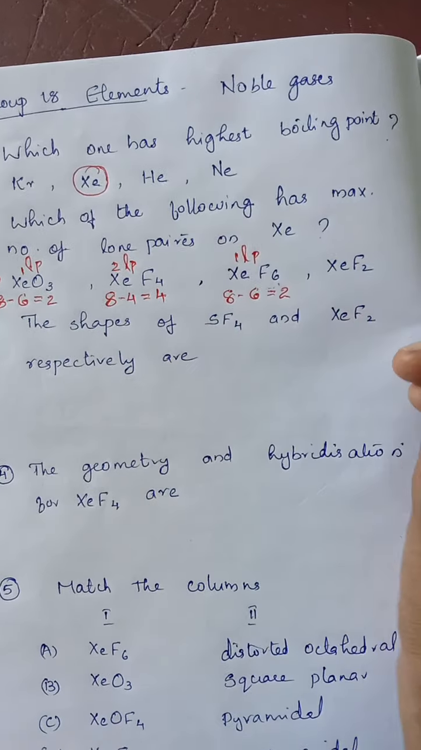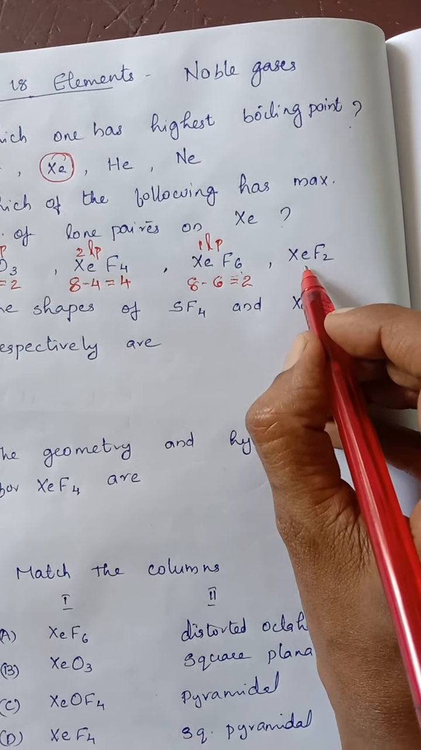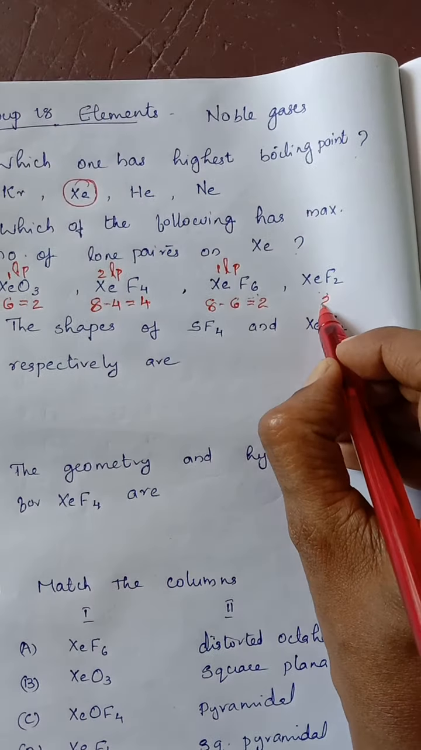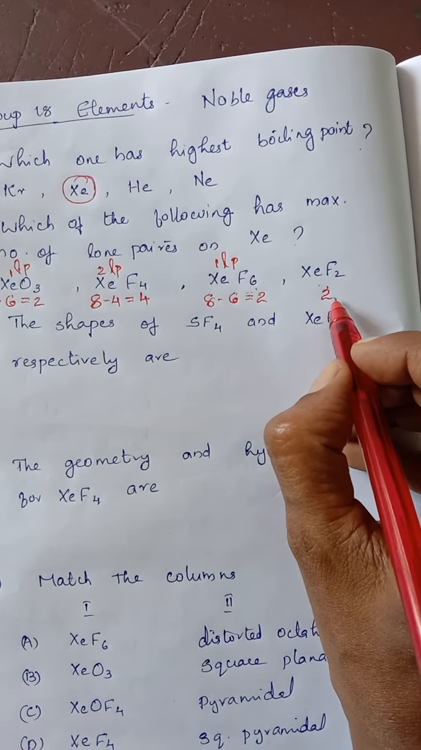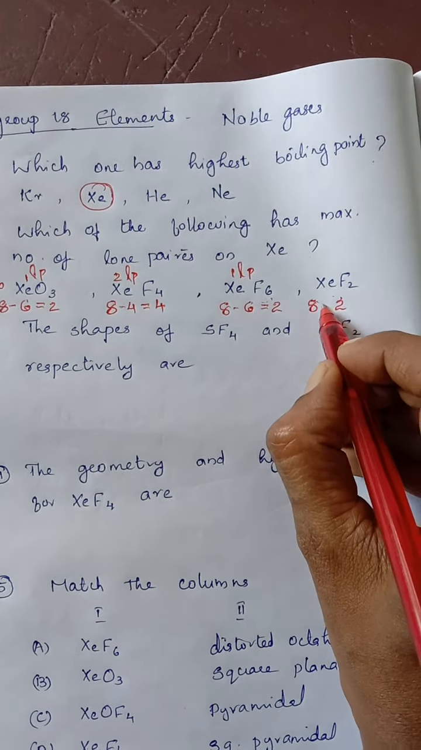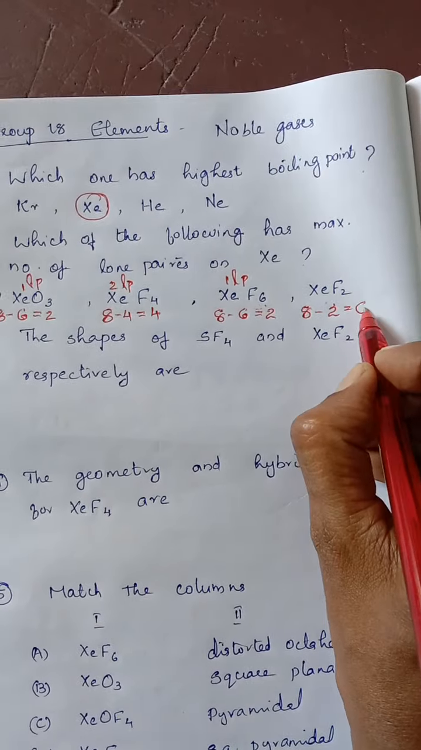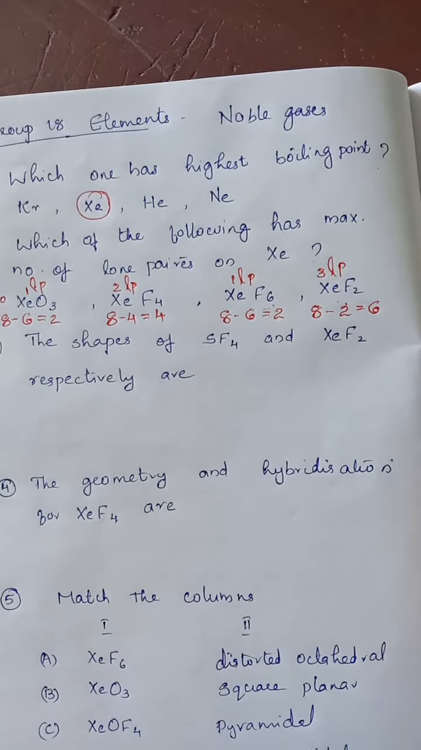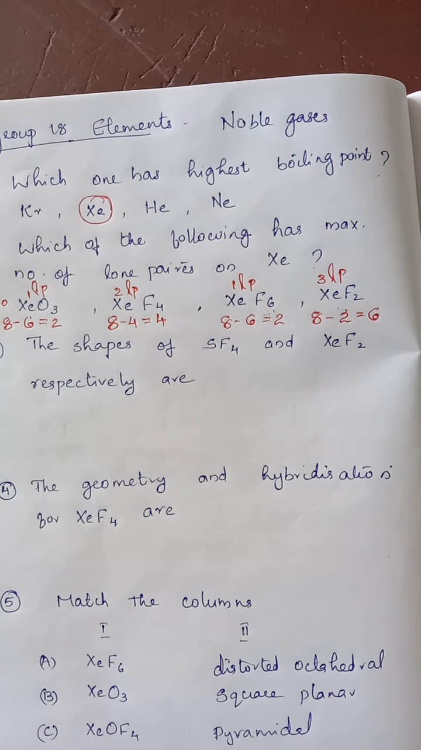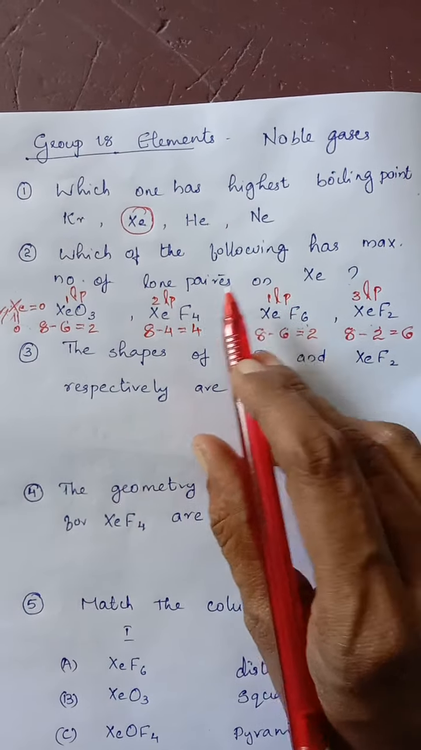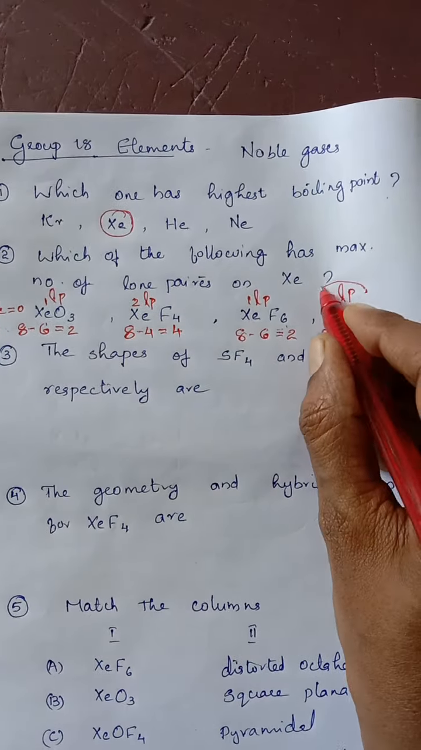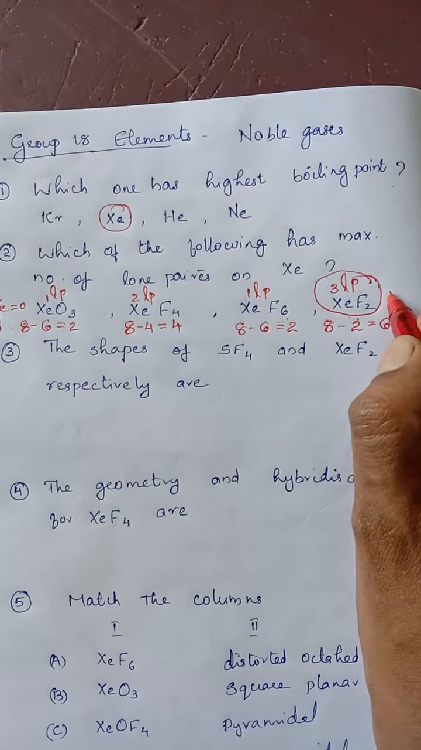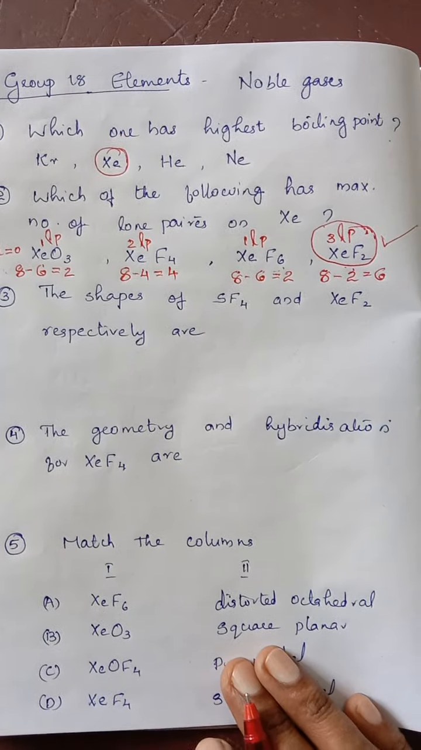lone pair. Xenon difluoride, xenon uses 2 of the valence electrons for bonding, so the remaining 8 minus 2 equals 6 non-bonding electrons, that means 3 lone pairs are present on xenon. So the one containing the maximum number of lone pairs is xenon difluoride, that is 3 lone pairs.